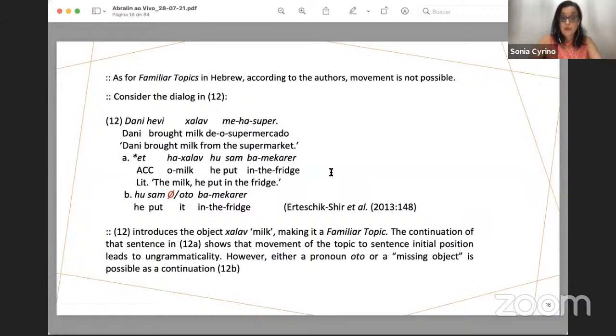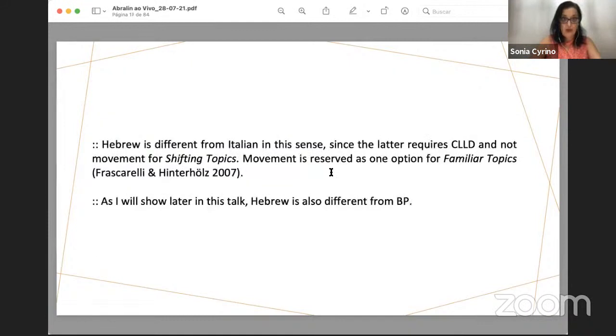So in 12, we have the object milk already introduced in the first sentence, and this makes it a familiar topic. The continuation of the sentence, as in 12a, shows that movement of the topic to the sentence initial position is ungrammatical. However, you can use either a pronoun or a missing object in the continuation. So we see that this is a different behavior of a missing object.